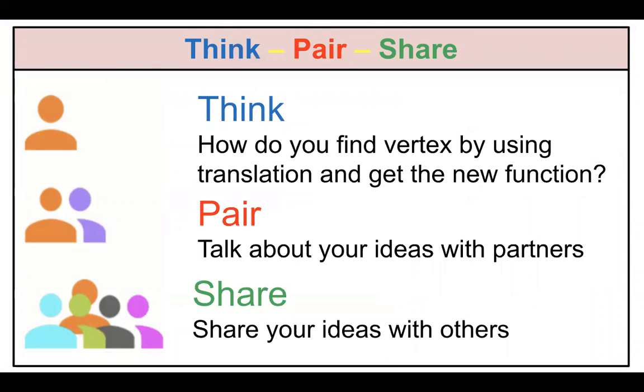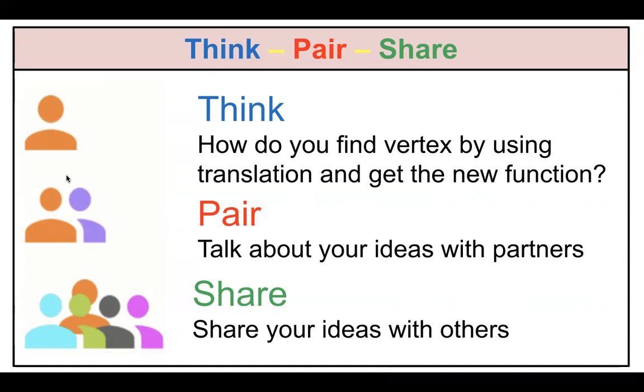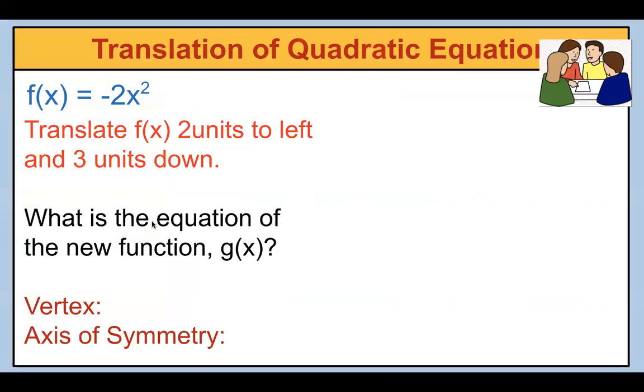Now, go to the Google Classroom, and can you answer this question? How do you find the vertex by using translation? Get the new function. So if you remember what we just talked about, how to find out the vertex, if you think about it backward, right, you can get the new function. All right, please answer it in your Google Classroom question. Then, can you try this one together?